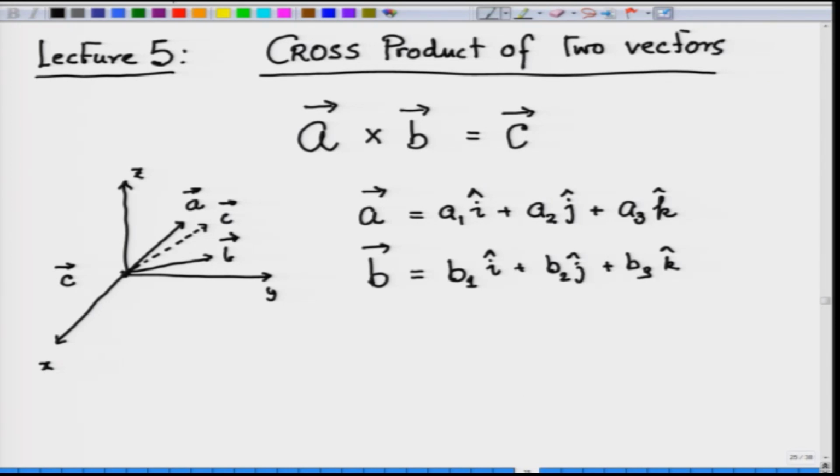Now, how do I define it? What is A cross B? This is a very strange kind of definition, where you will see that I am talking about a kind of determinant.